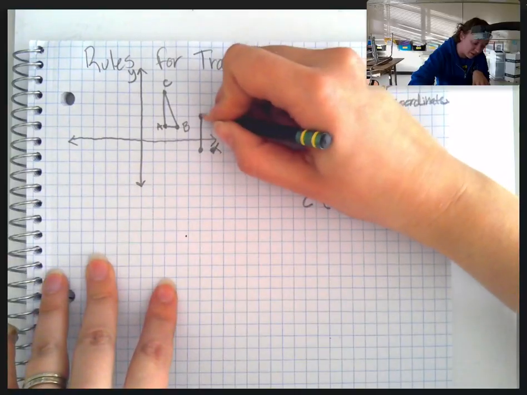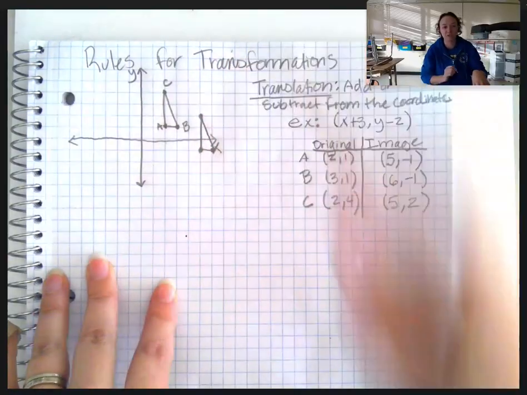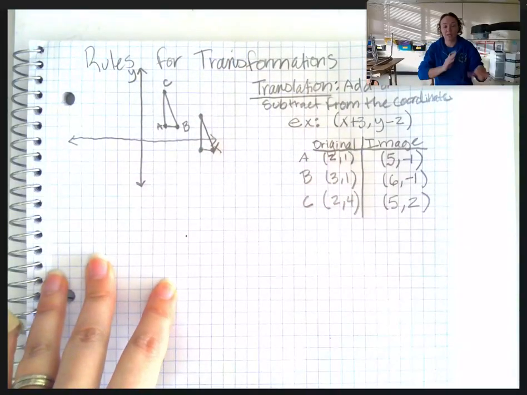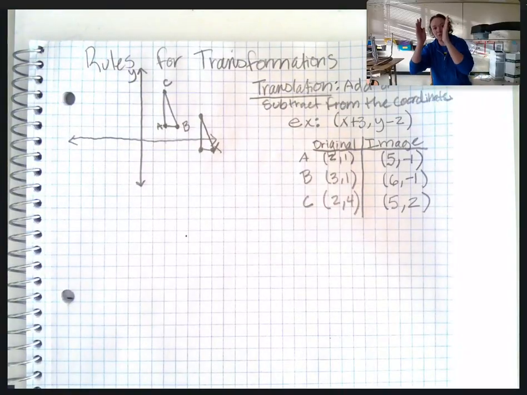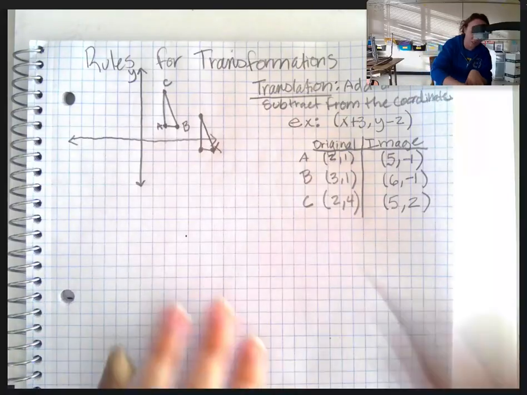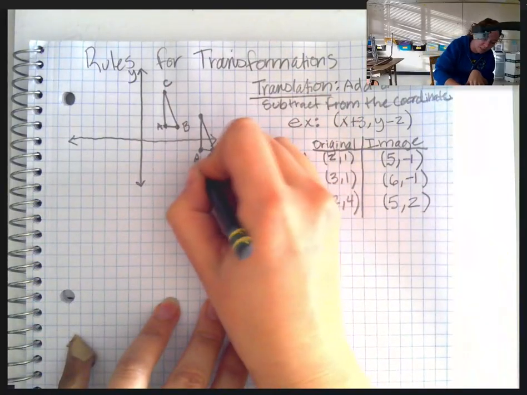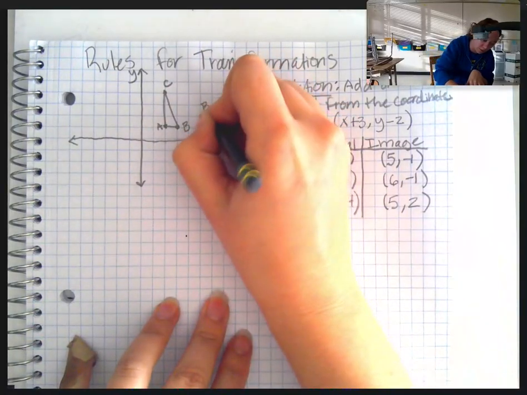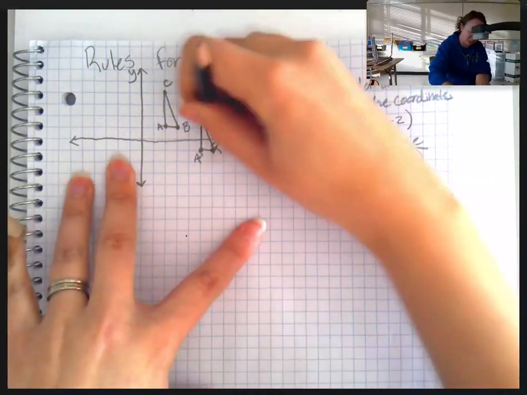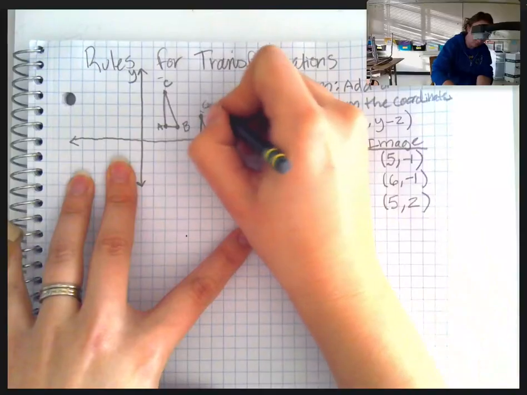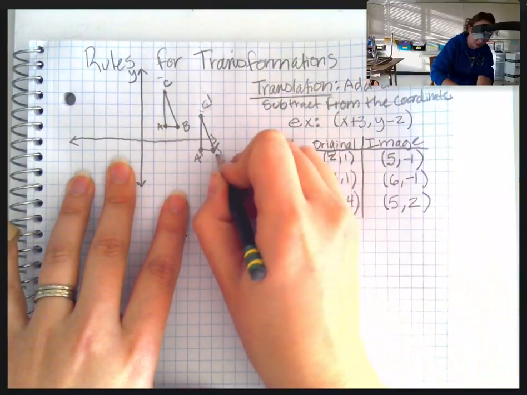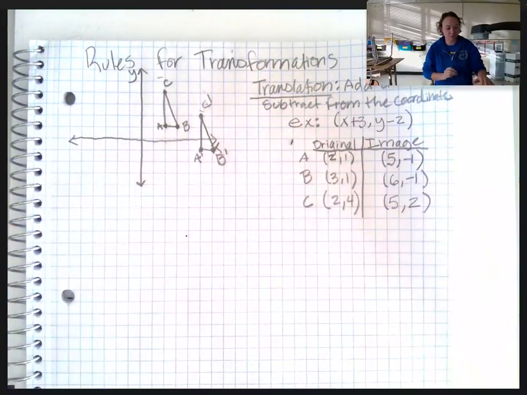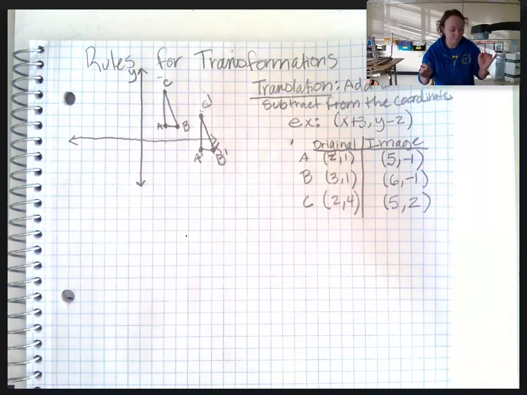And when I connect that, sure enough, it looks like I took the same triangle and I just translated it over and down. I'll label my new points. This becomes A prime. Oops. That one's C prime. And this one is B prime. All right, so that's a translation.